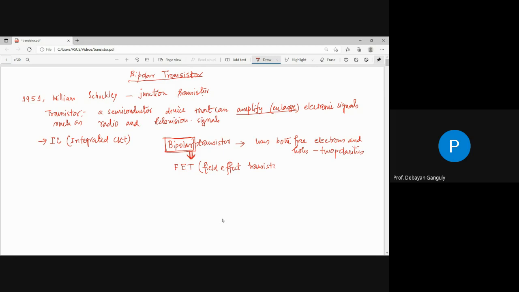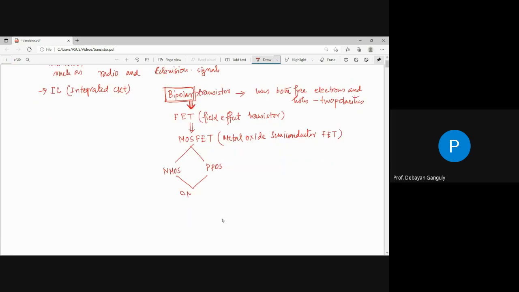And then it is again modified. Modified means it is now MOSFET. This is also a different type of transistor. MOS means metal oxide semiconductor. That means metal oxide semiconductor field effect transistor. And this MOSFET has two parts. One is NMOS and one is PMOS. And by using this NMOS and PMOS, nowadays we are building CMOS. This is called CMOS, or complementary MOS, complementary MOSFET. This is complementary.